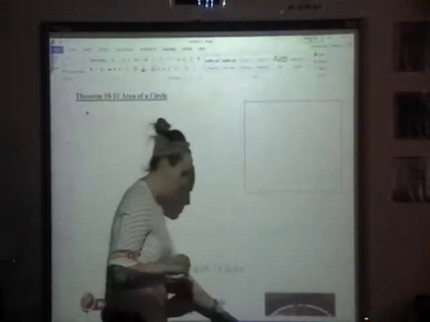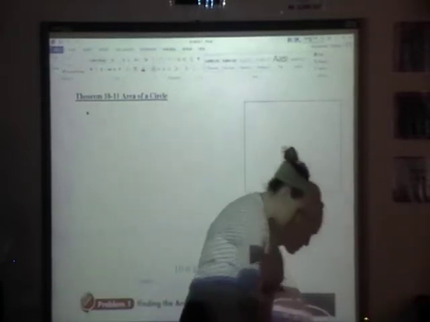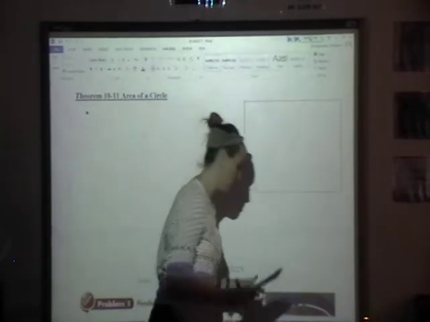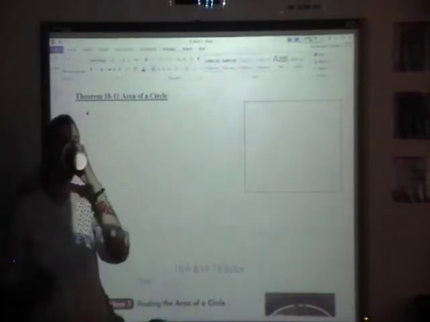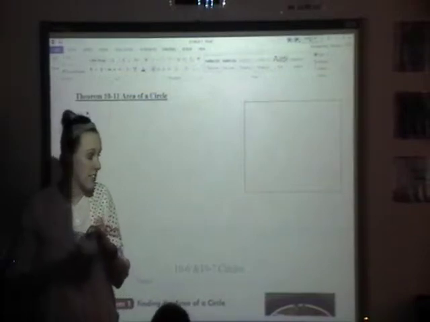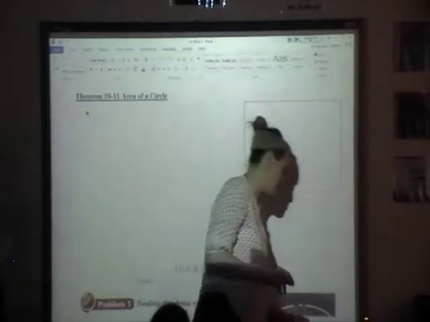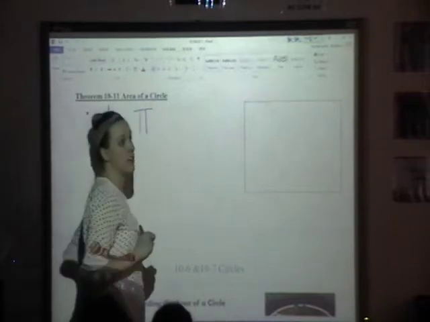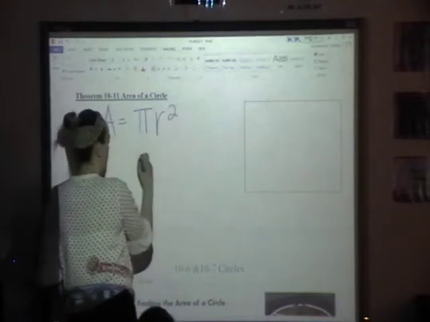Area of a circle. The area of a circle is, does anyone know what the area of a circle is? We really don't know what the area of a circle is. Pi times your radius squared.